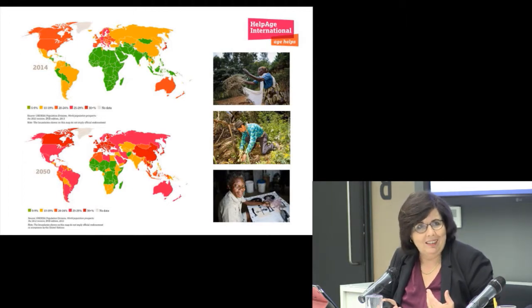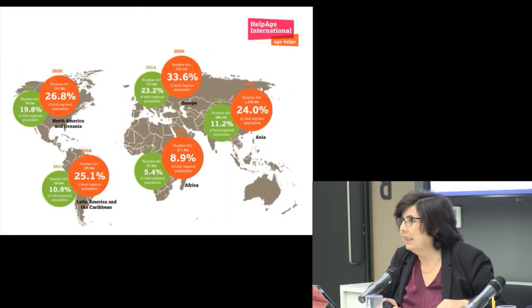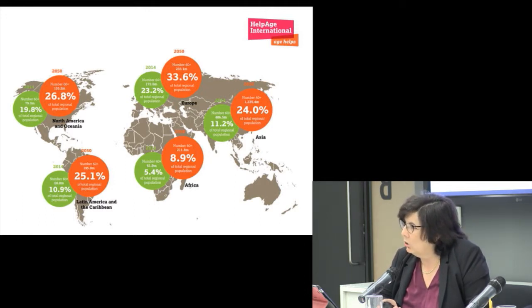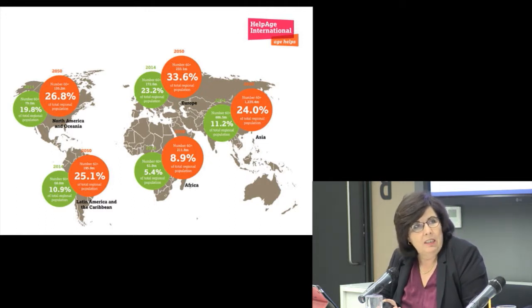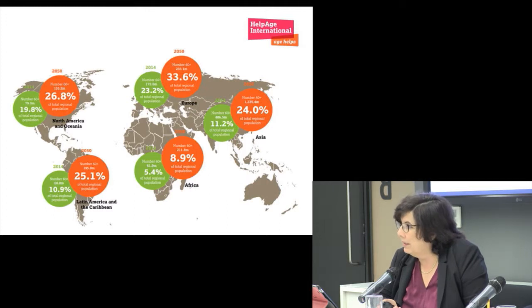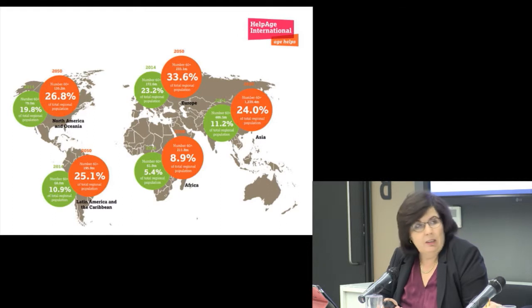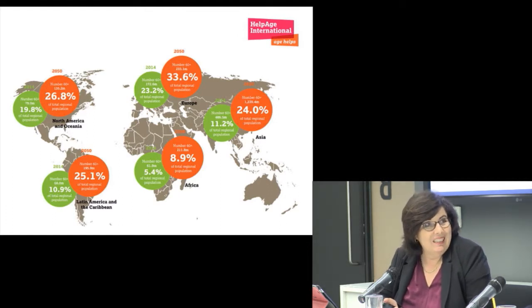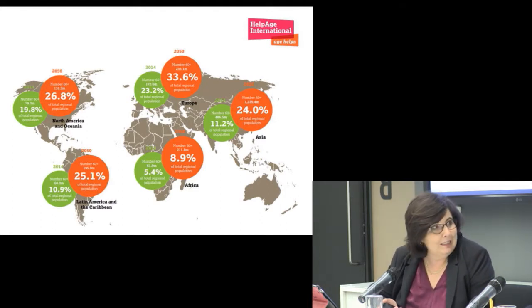It doesn't affect only the developed world; in fact, it is affecting all countries across the world. The important thing in this graph is that if you look at not just the percentage but the numbers in Asia, Africa, and Latin America, we are talking about an almost tripling number of older people. In Africa, 61 million people over 60 will get to 211 million, which is more or less the number of older people in Europe.